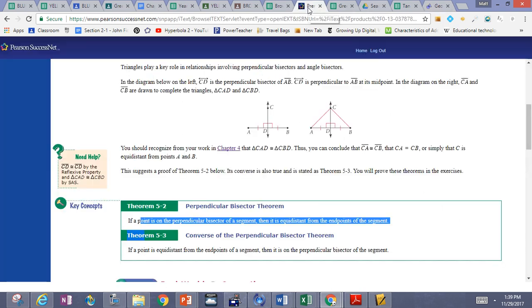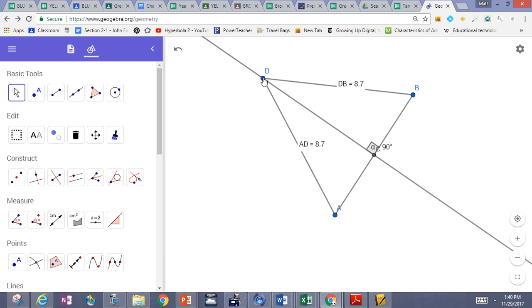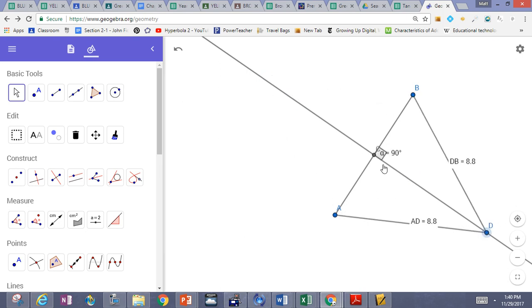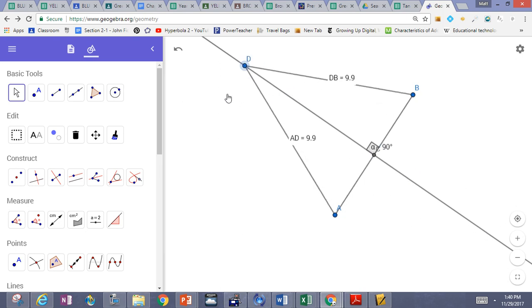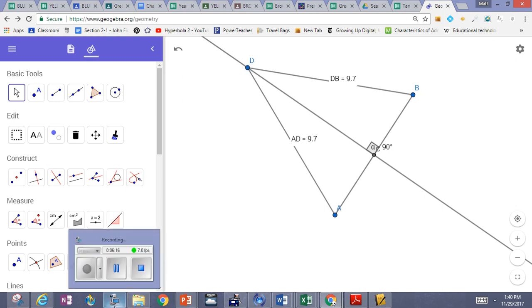Again, our theorem says if a point is on the perpendicular bisector of a segment, then it is equidistant from the endpoints of the segment. The converse is also true. We are not going to necessarily show the converse with GeoGebra, but we've shown that a point on the perpendicular bisector is always at the same distance from the endpoints of the segment that it's bisecting. And there you have it.